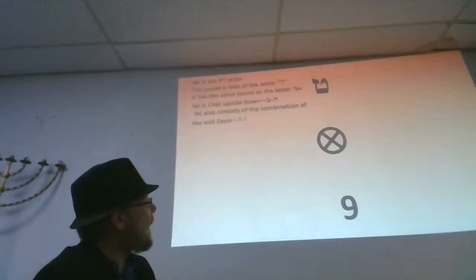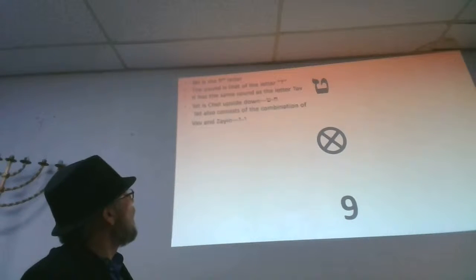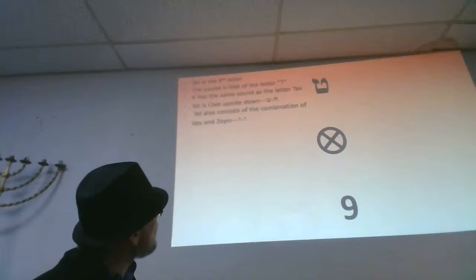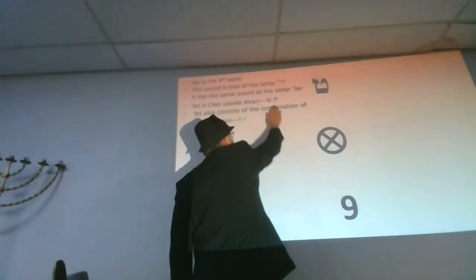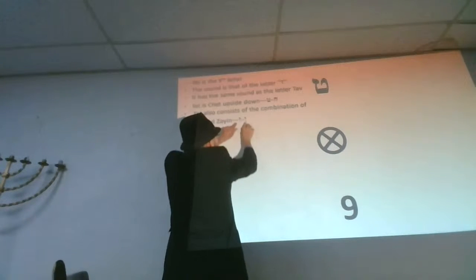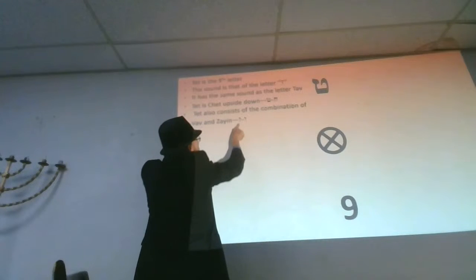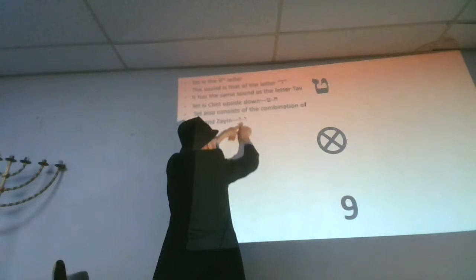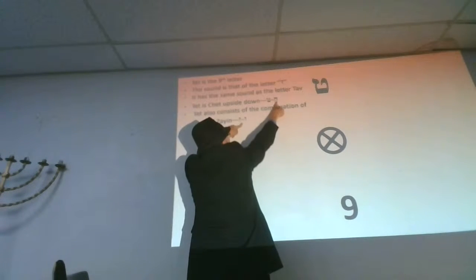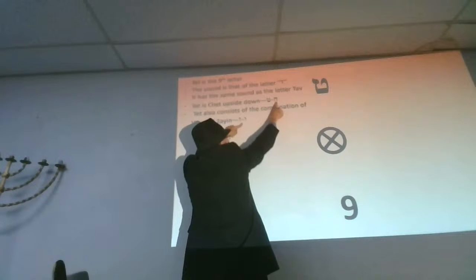If you remember, Chet is a combination of the Vav and the Zayin. You put them together. If you look at this letter here, the Chet, and here you see the Vav, this is the Vav and this is the Zayin. Basically you put these two letters together and you have the letter Chet.